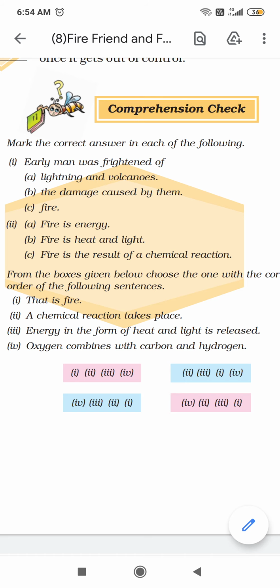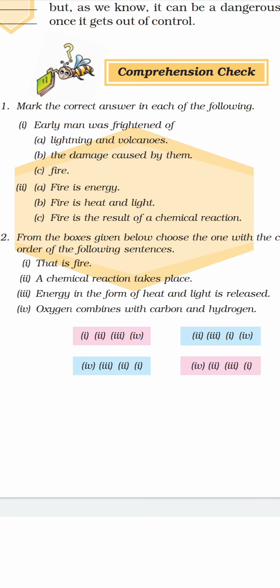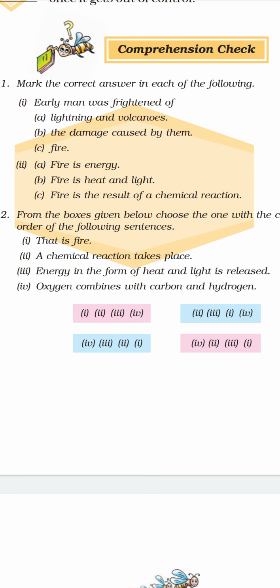All of you look at the first question. The first question is: mark the correct answer in each of the following. Early man was frightened of. Options are lightning and volcanoes, the damage caused by them, fire. So here the correct option would be fire. Early man was frightened of fire.